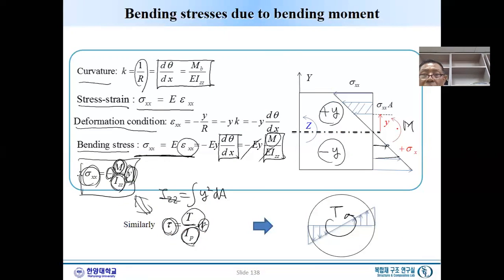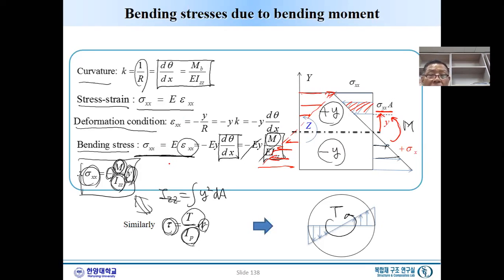So the moment, you can say that at the left-hand side we have this one, and on the right-hand side it's the same thing. They have to be the same. So here we just apply the moment, and the moment on the right-hand side or left-hand side is the same. The moment is simply sigma x times dA, a force in this area, and you need to multiply by y, then it is the moment.